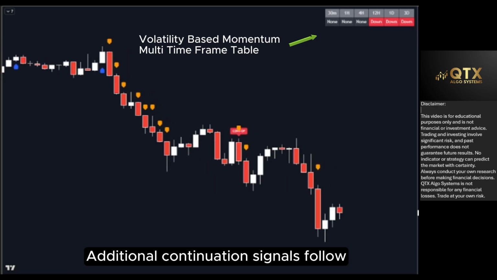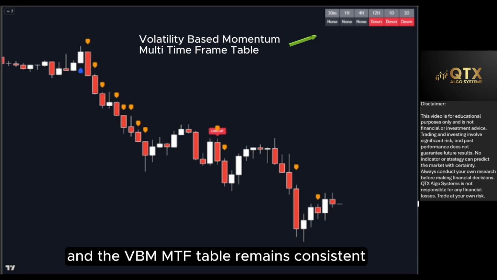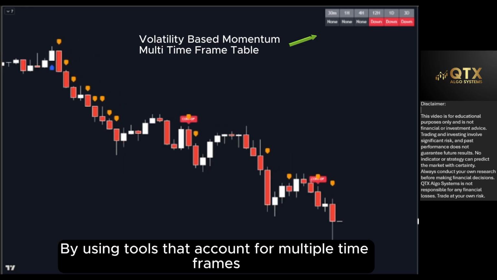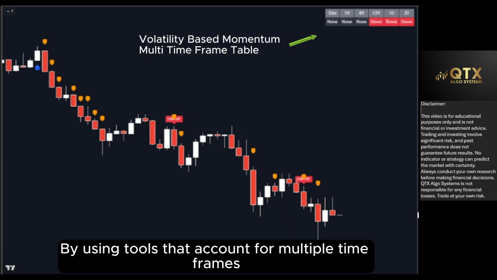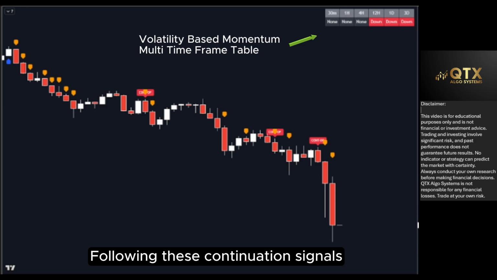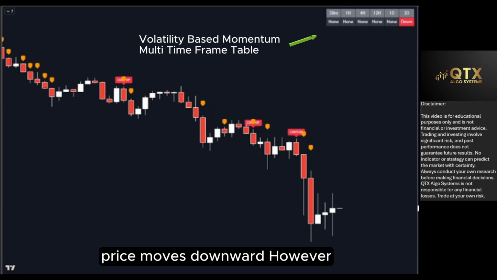Additional continuation signals follow, and the VBM MTF table remains consistent, still reflecting the same trend conditions. By using tools that account for multiple time frames, traders may gain a broader perspective on market movements. Following these continuation signals, price moves downward.